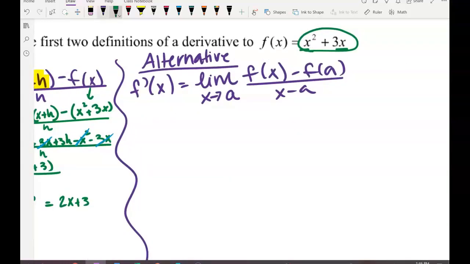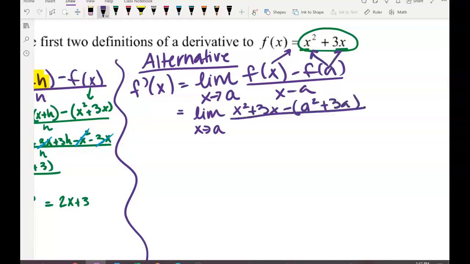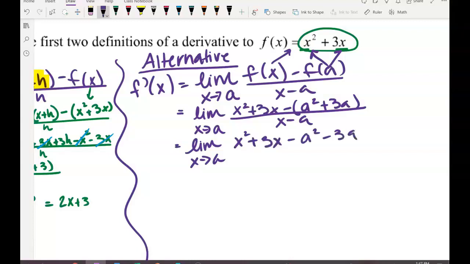We don't know, we're not given an a value, so we're going to assume an a value will still be an a value. So as x approaches a, f of x, students, is this original equation, so that's x squared plus 3x minus, to evaluate f of a, every time you see an x, we are now going to do a squared plus 3a, all over x minus a. Then from here, we are going to slowly work out the algebra. So x squared plus 3x minus a squared minus 3a all over x minus a.